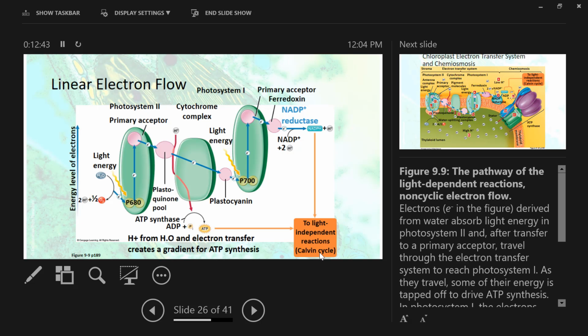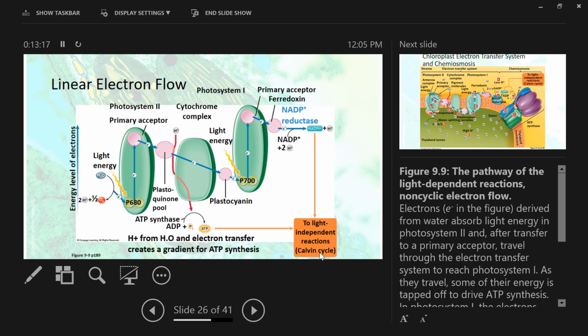So here's what's called linear electron flow. In linear electron flow, you use both photosystems. Where do the electrons come from initially? From water. They get excited by light that's at 680 nanometers. They pass from this acceptor in the reaction center to plastoquinone, to plastocyanin, to photosystem 1, where they get excited again by light at 700 nanometers. And then from there, they pass over to NADP+, the final electron acceptor.